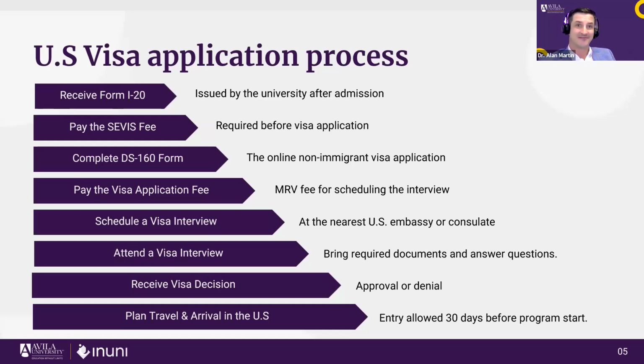Once you receive your visa, then the really exciting part comes where you can start to plan your travel and your arrival to the US to be in time to start your program at the college or university that you're attending. And the F1 visa allows you to enter the US up to 30 days before the program starts. So the Form I-20 has a program start date for the institution that issued it. And so up to 30 days before that is when you're allowed to enter the US. So you're allowed to come in and travel a little bit, see the sights, have some time to settle down and settle in before you actually start your classes. And so you can make those arrangements at that time.